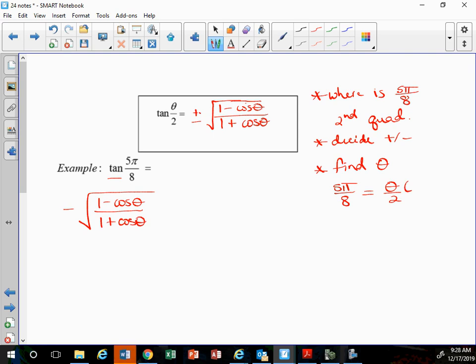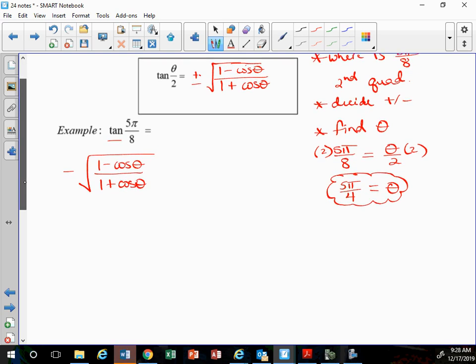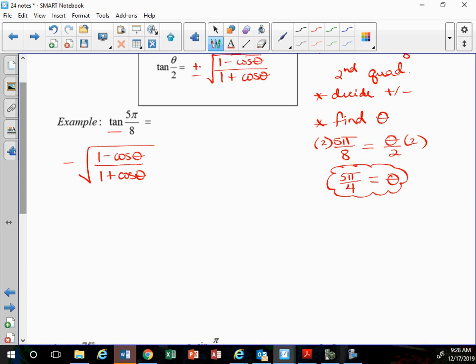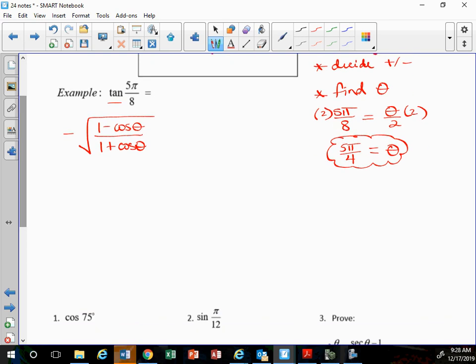What do I get for theta? Don't tell me 10 pi over 8. What do I get? 5 pi over 4, good. Is that something you know from your unit circle? Yeah, okay, good. It needs to be. All right, so we've done all the finding of things. Now we just have to plug in and simplify.